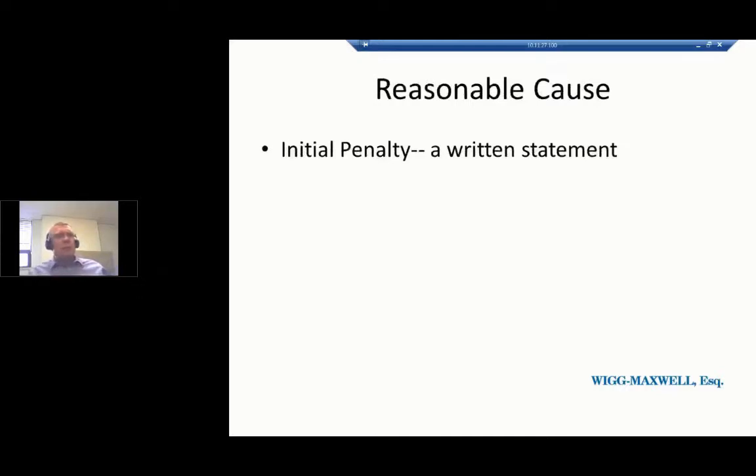In addition to the argument that you qualify for a first-time abatement, you may also be able to make the argument that there was reasonable cause for non-filing. I generally believe, and I think most IRS agents believe, that there's no such thing as reasonable cause the way the IRS defines it. There's no special definition of reasonable cause for the 5471. It's basically the general rules that apply for reasonable cause.